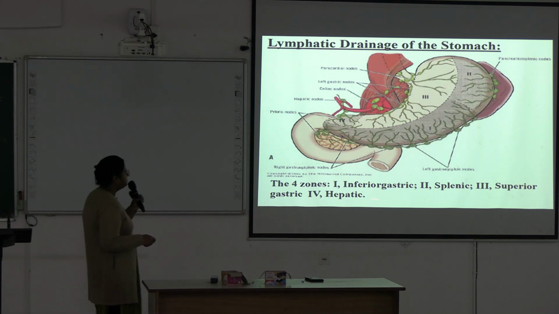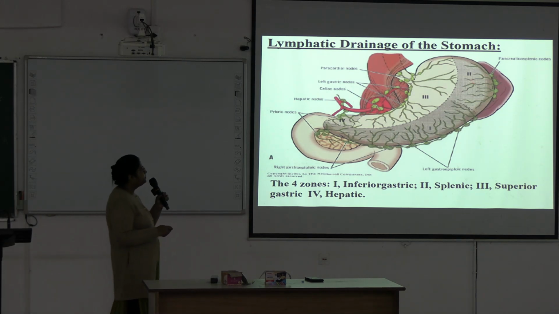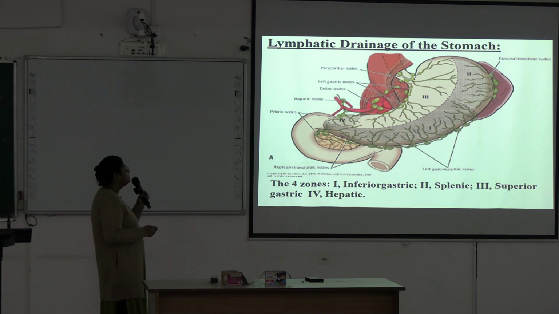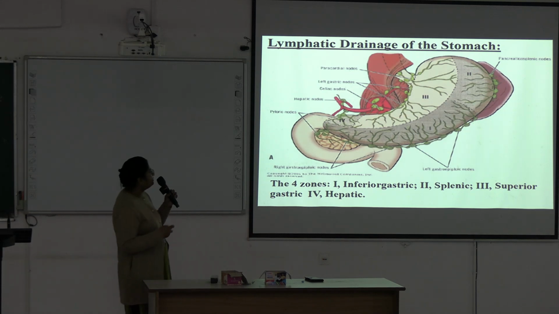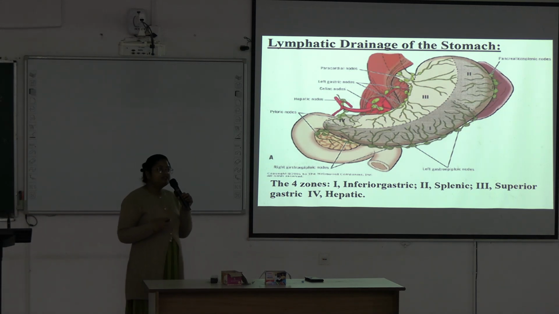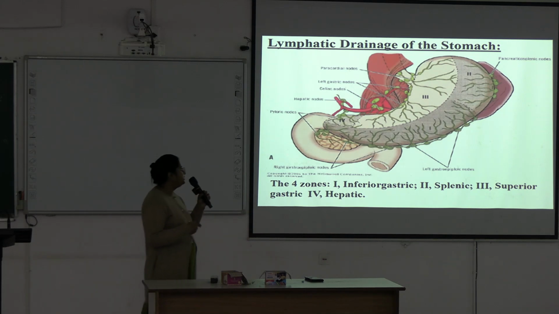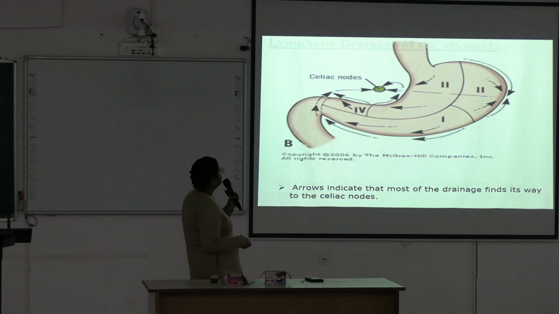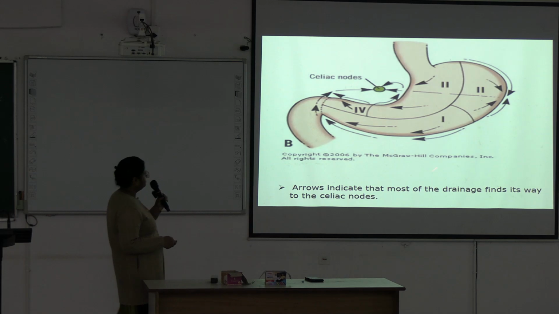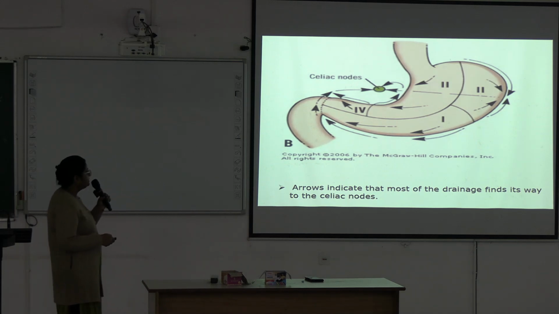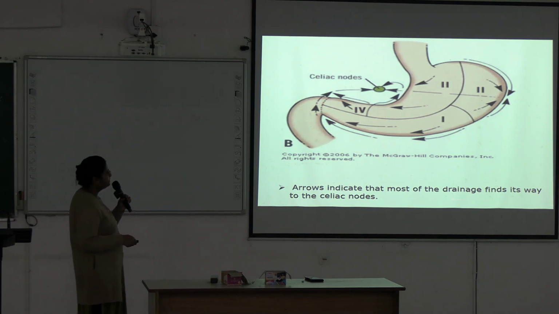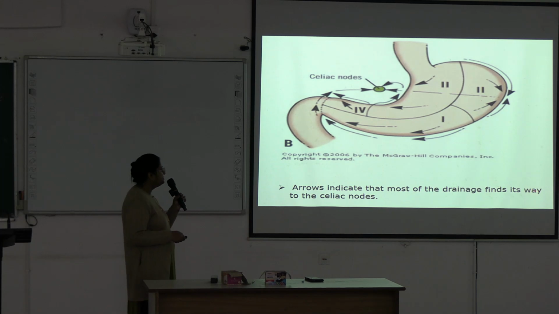Zone 1 is inferior gastric, Zone 2 is splenic, Zone 3 is superior gastric, and Zone 4 is hepatic. According to their drainage of lymph, these names have been given. Next, these arrows indicate the direction of drainage of lymph, which finds its way to the celiac nodes.